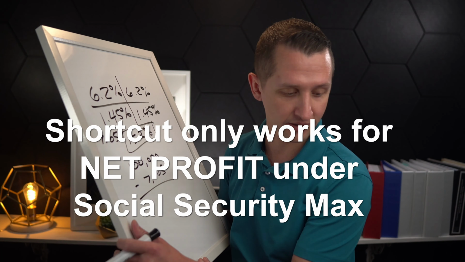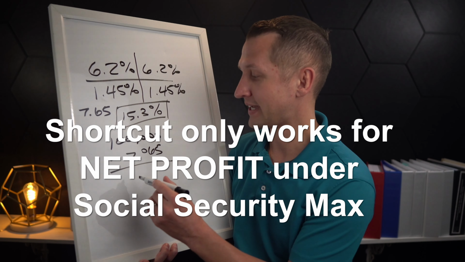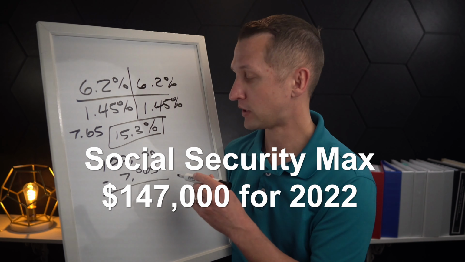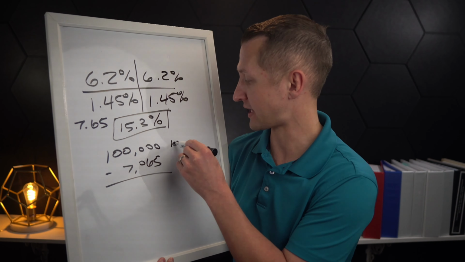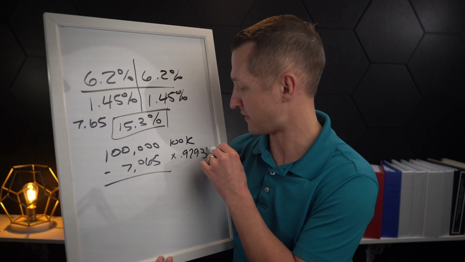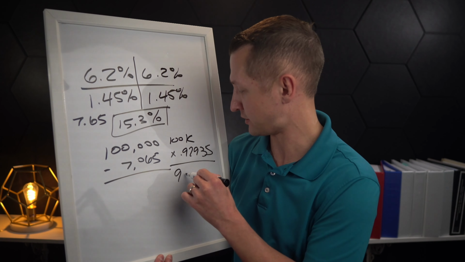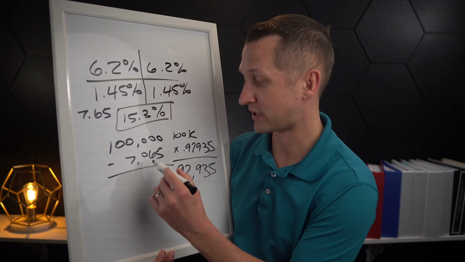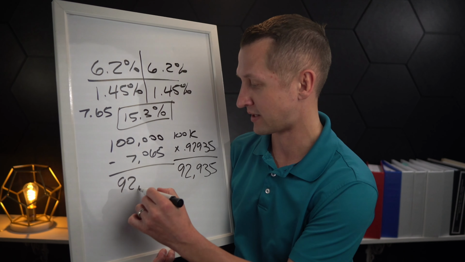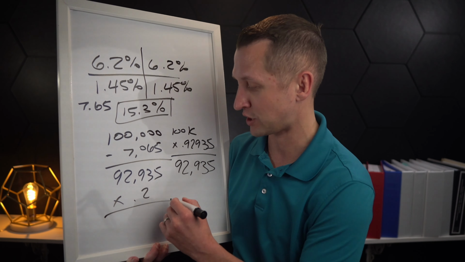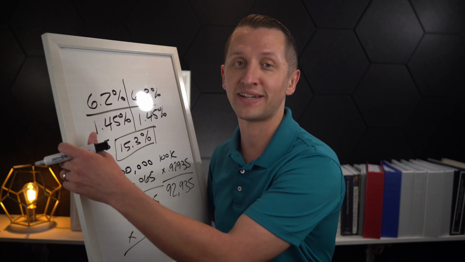Now, what is the shortcut to all of this? The shortcut here is going to be multiplying this by 0.92935. So if we take our $100,000 and multiply that by 0.92935, we are going to get $92,935. And over here it was the same number, so $92,935. That is when we're going to multiply by 0.2 to get our $18,587.